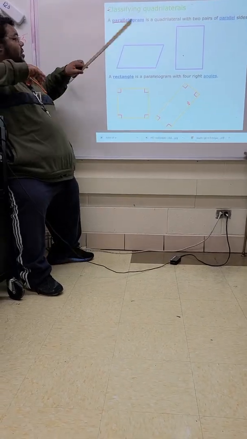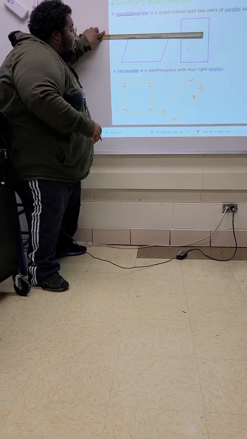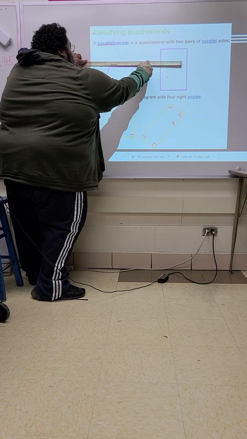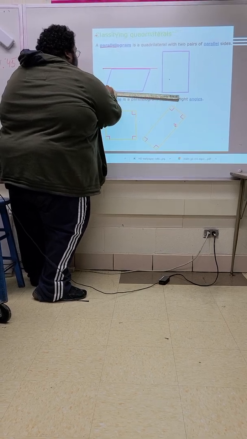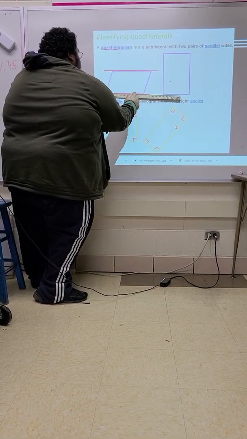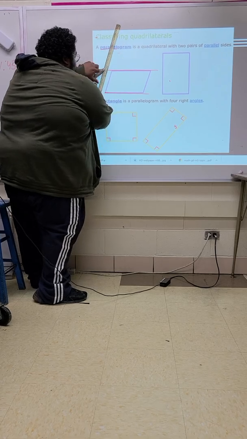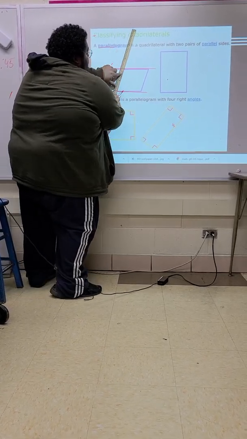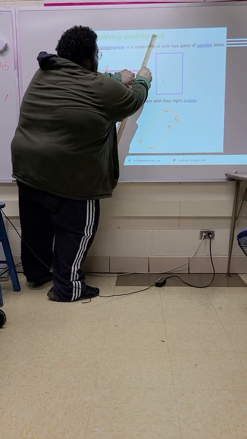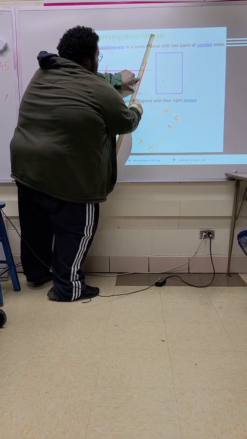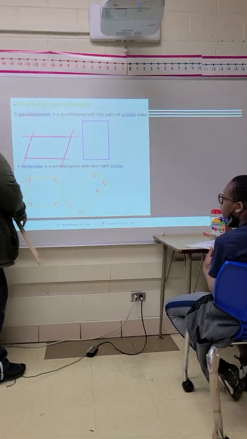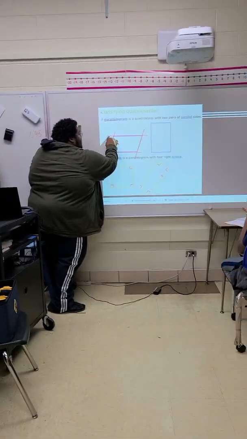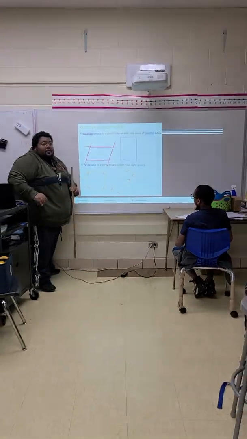So you guys notice this shape here, just the parallel lines. You've got a pair here. You've got a pair here. Also a pair here, and a pair here. They don't touch; it's the way she's drawing it. So this pair never touches each other, and this pair never touches each other. Okay?